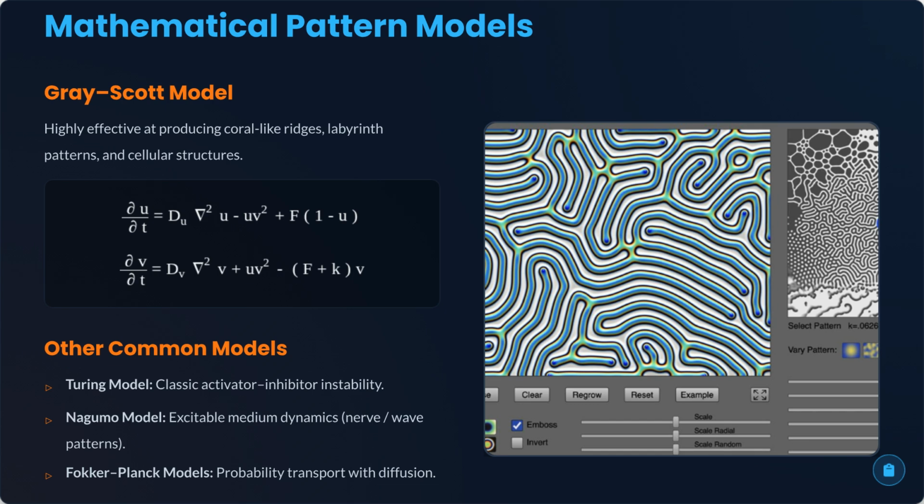The Gray-Scott model is highly effective for producing coral-like ridges and labyrinth patterns. It uses a variation of the general reaction-diffusion equation. Other common models include the classic Turing model, the Nagumo model for wave patterns, and Fokker-Planck models for probability transport.